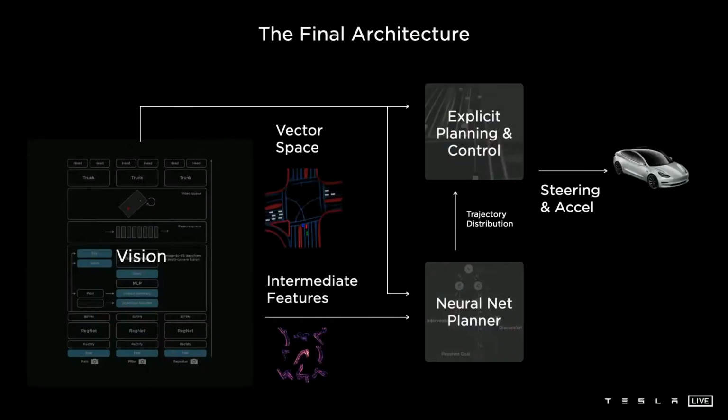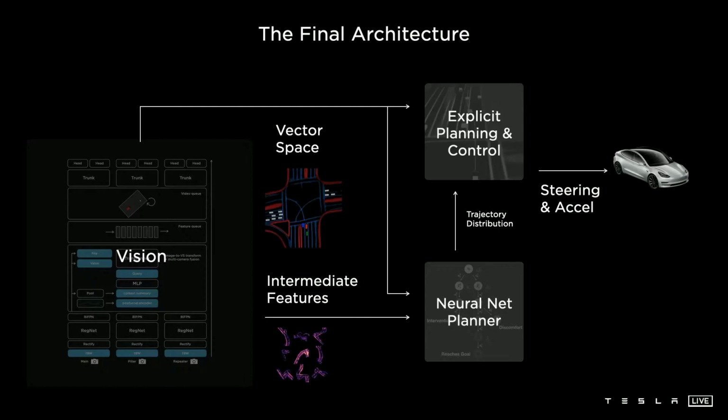So this is what a final architecture is going to look like. The vision system is going to crush down the dense video data into a vector space. It's going to be consumed by both an explicit planner and a neural network planner. In addition to this, the network planner can also consume intermediate features of the network. Together, these produce a trajectory distribution, and it can be optimized end-to-end, both with explicit cost functions and human intervention and other imitation data. This then goes into an explicit planning function that does whatever is easy for that and produces the final steering and acceleration commands for the car.